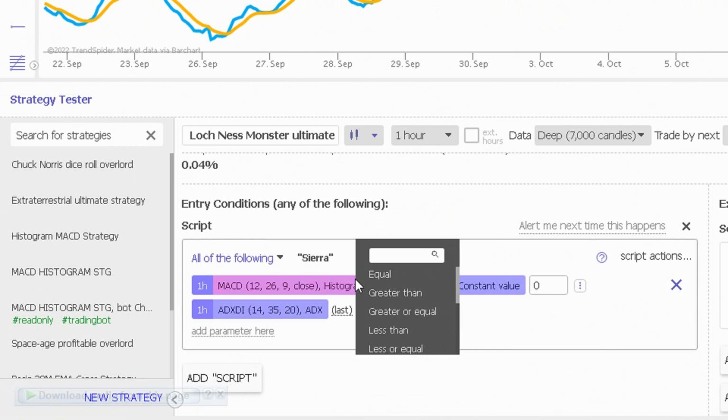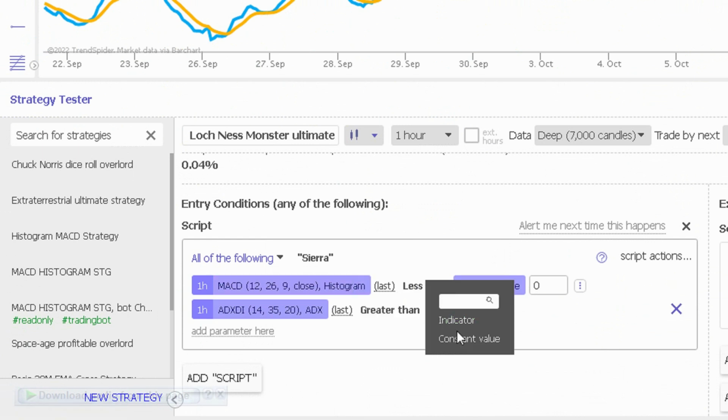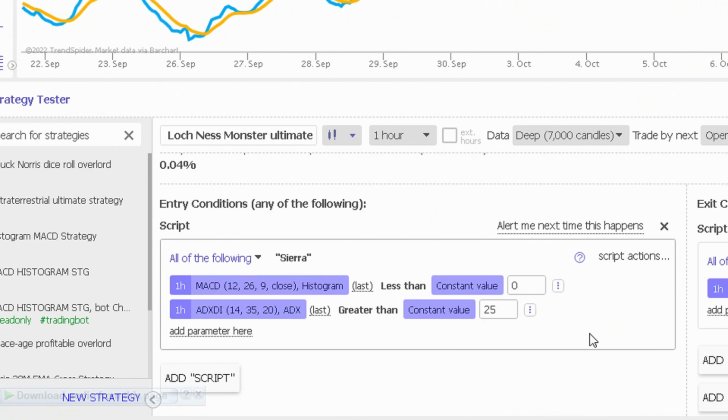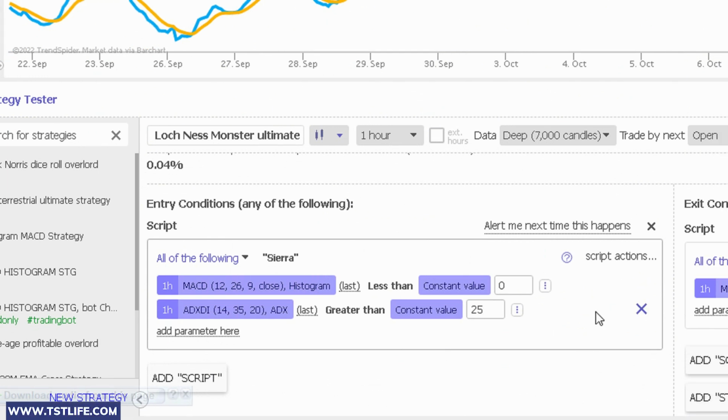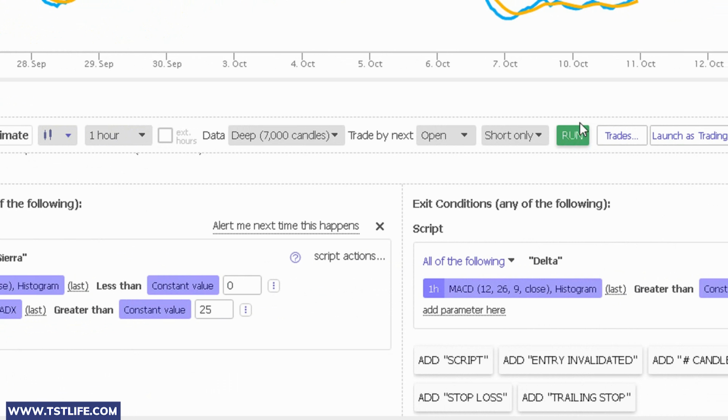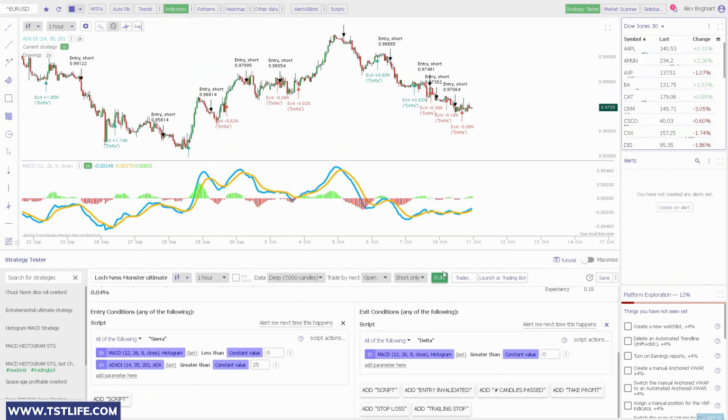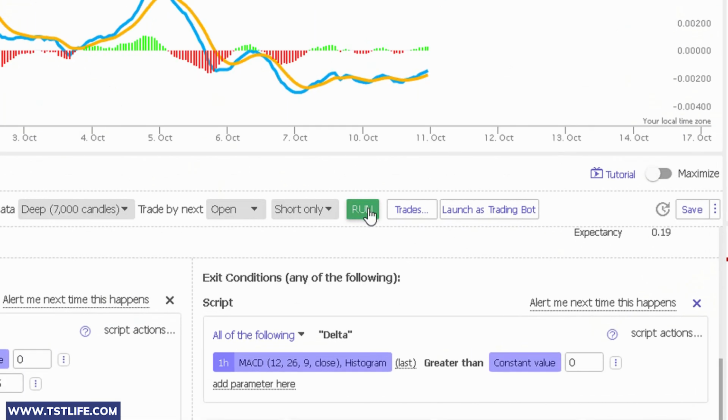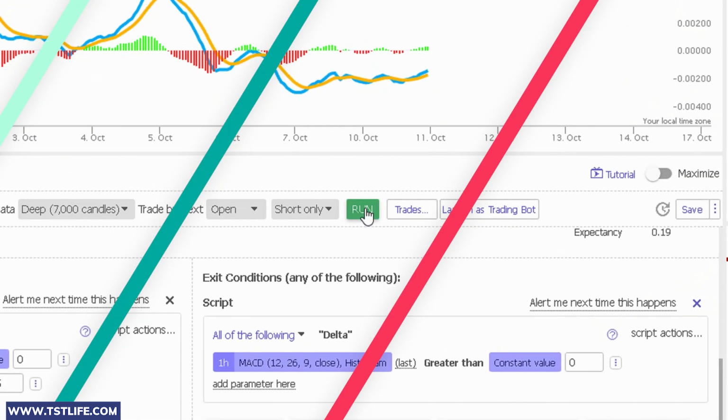We can just click here and select the ADX. There are plenty of technical indicators we can choose from. Regarding the condition, let's make it greater or higher than 25%. That means that we won't be entering the market when it's consolidating. I hope I didn't forget anything here. Let's hit run to see the results.